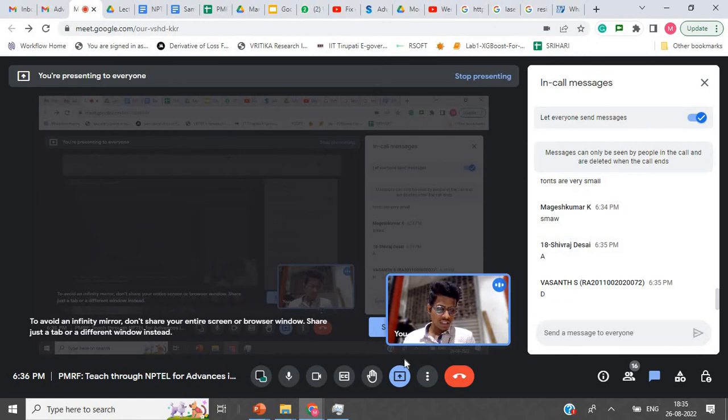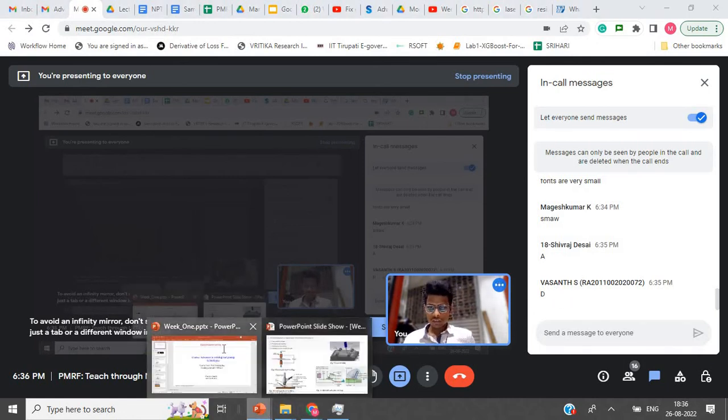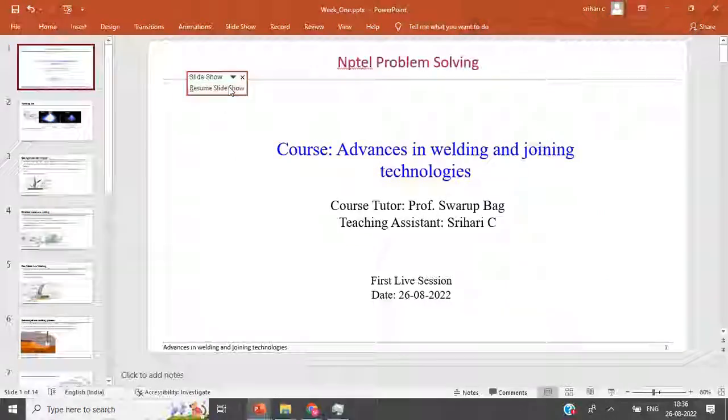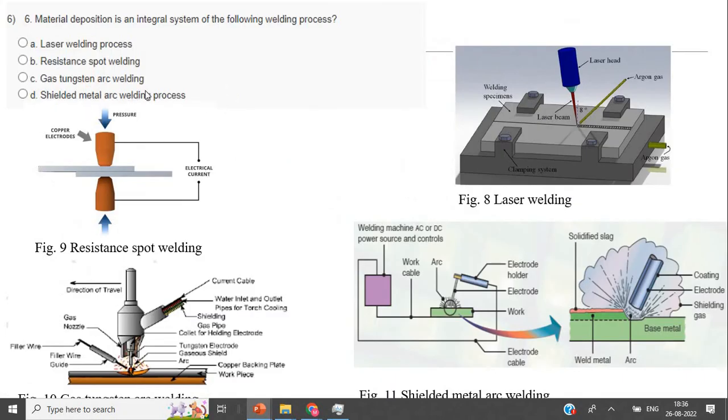Yeah, Vasant has given option D. Yeah, option D, shielded metal arc welding is the answer, because, as you can see in figure 11, the electrode needs to be melted. It's a consumable welding process, where the consumable electrode needs to be melted and deposition happens.